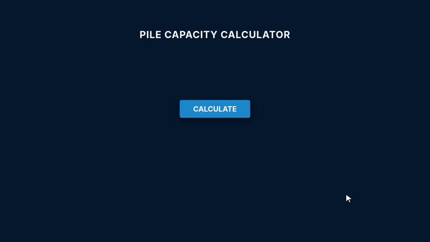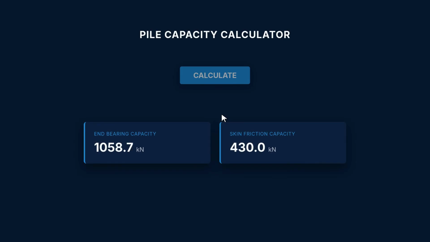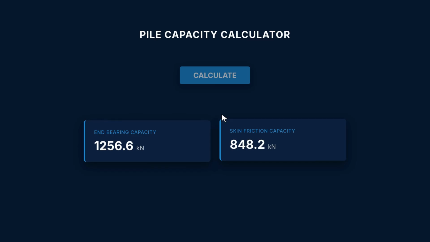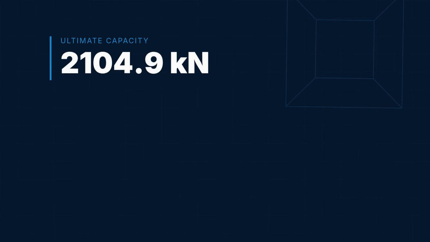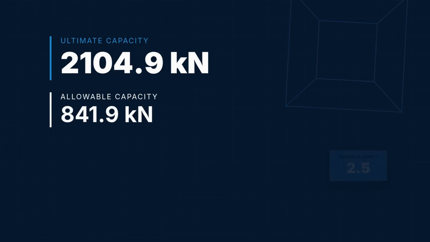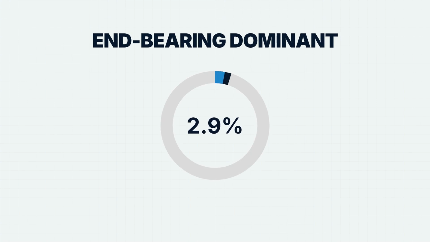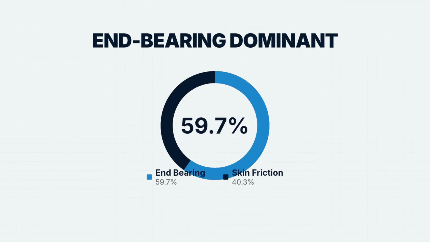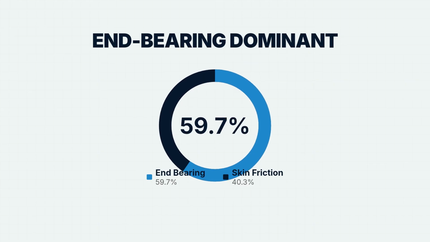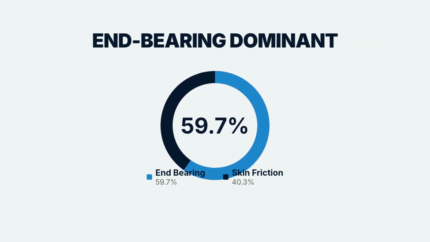Now let's calculate. With these inputs, the calculator gives us an end bearing capacity of 1256.6 kilonewtons and a skin friction capacity of 848.2 kilonewtons. These combine for an ultimate capacity of 2104.9 kilonewtons. The allowable capacity with a factor of safety of 2.5 is 841.9 kilonewtons. The status indicates end bearing contributes 59.7%, while skin friction provides 40.3%, confirming this pile behaves as end bearing dominant.